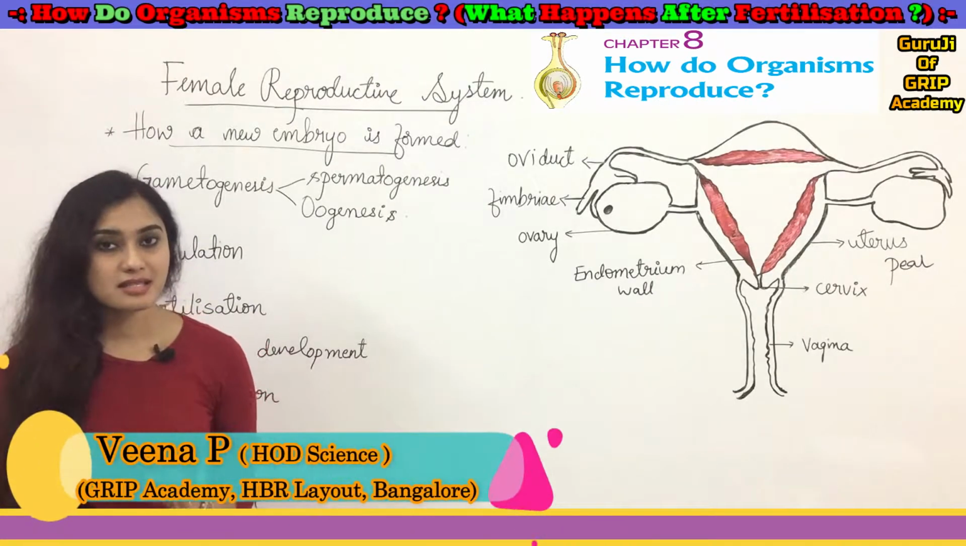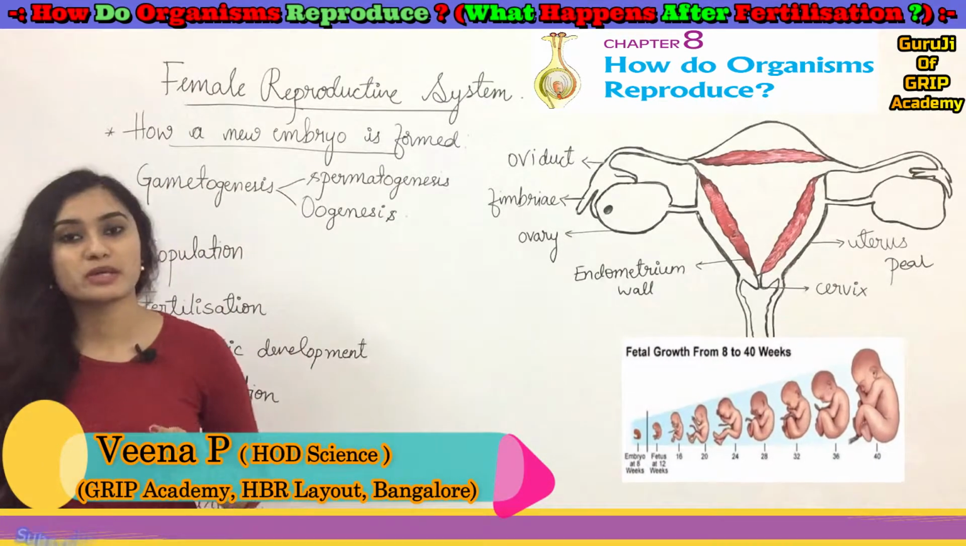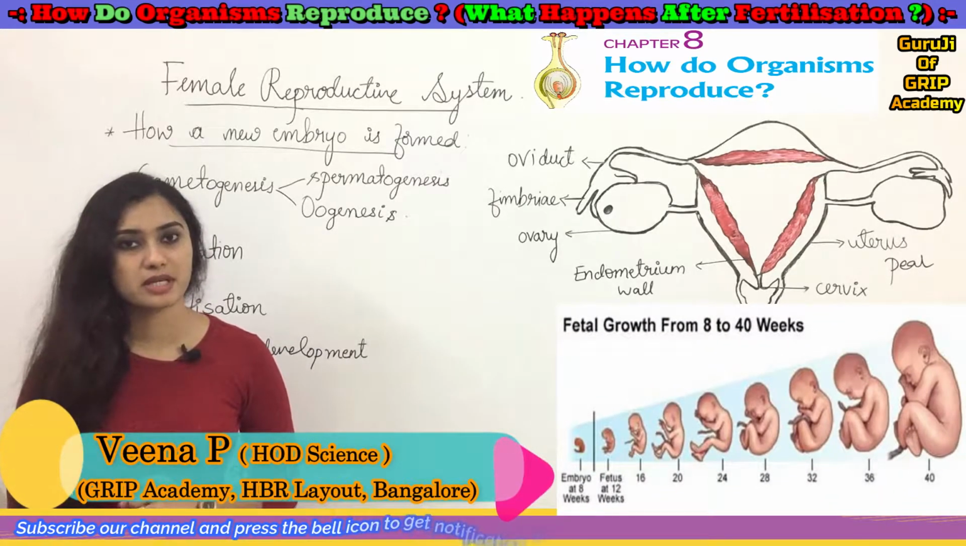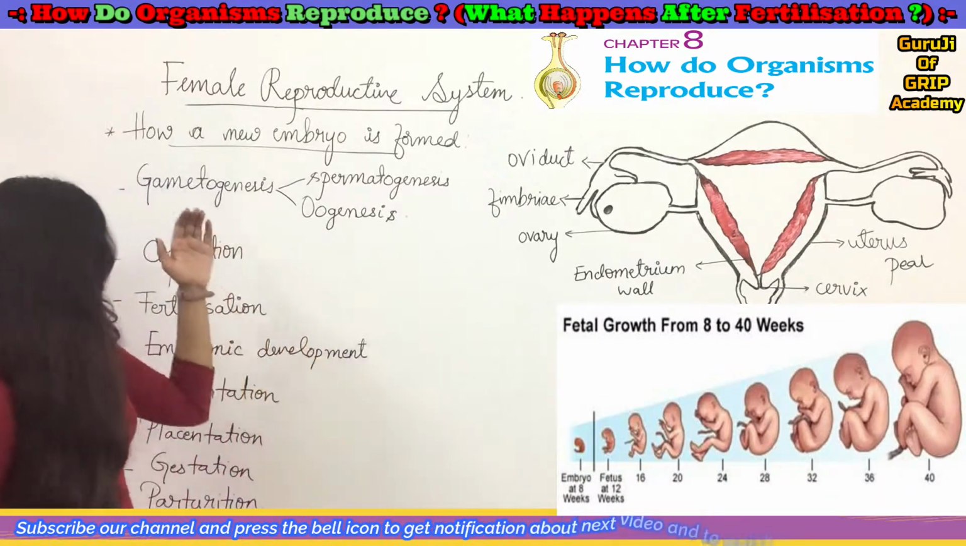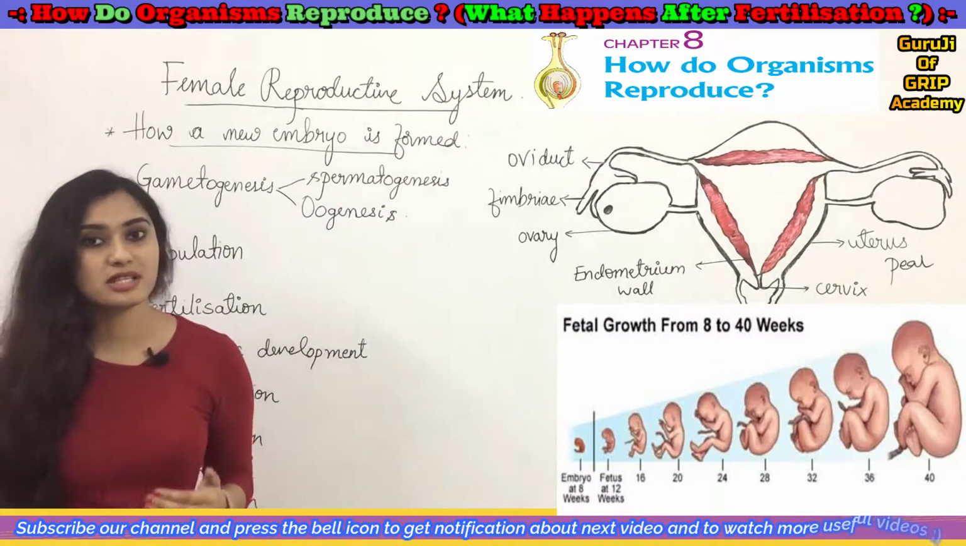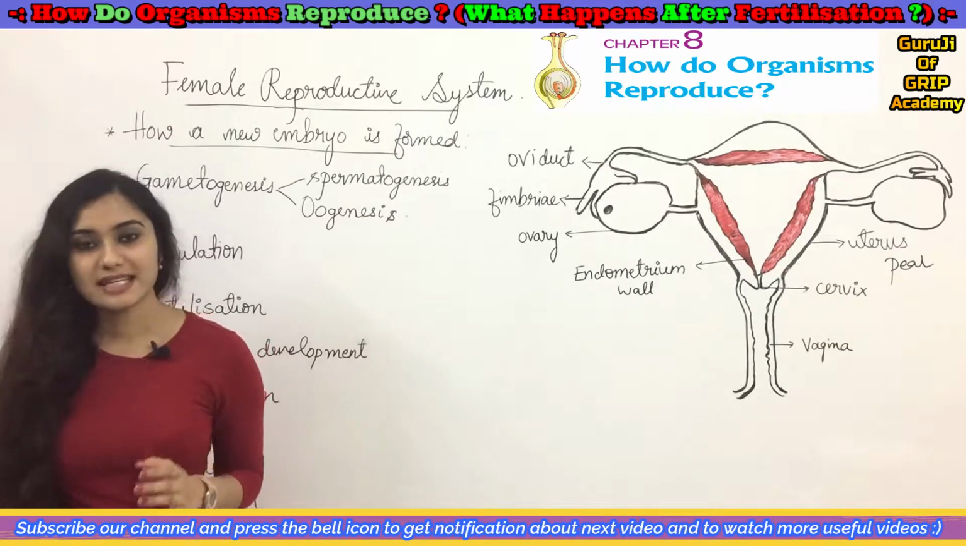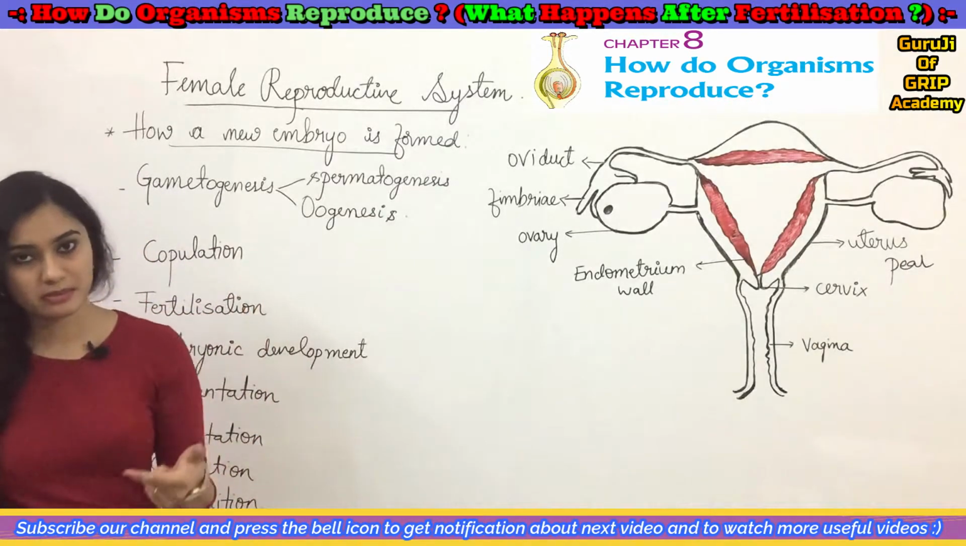So now let us discuss how a new embryo is formed in human beings, like how a new individual is formed in human beings. Okay, so I have written certain steps which happen one after another in order to understand it very easily. So now let us understand these steps one by one.